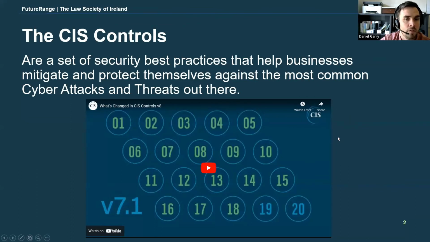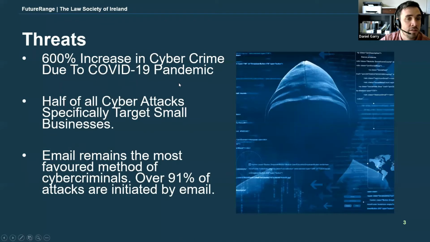This is one of the slides here. Since COVID, there's been a 600% increase in cybercrime, and half of that is against small businesses. They're not just targeting the large companies. A lot of the time it's the small guys, because more than likely they have less security in place, and it's just that bit easier. And emails, as you can see, still account for 91% of attacks.